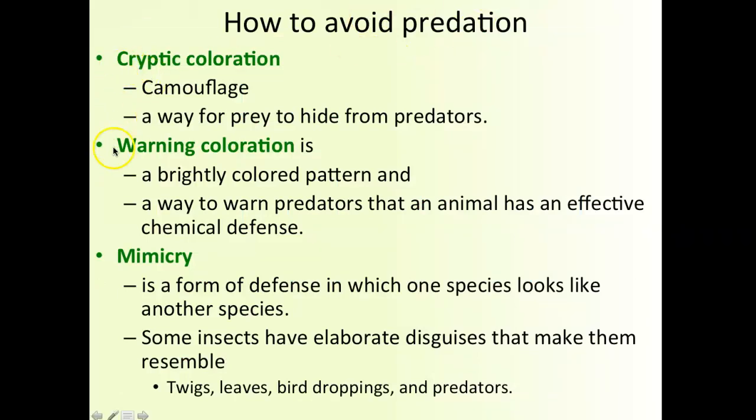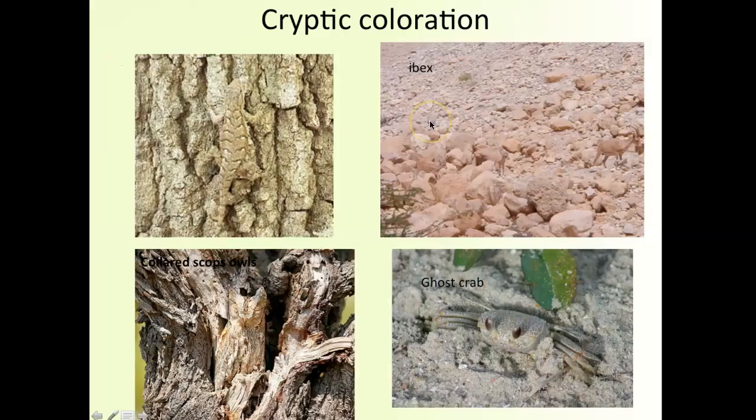There's many fun tricks that the animal kingdom has, and also plants, to hide themselves in ways. So cryptic coloration is hiding, and warning coloration is not hiding, it's actually standing out. So let's look at cryptic coloration. Cryptic coloration means camouflage, a way to hide from predators.